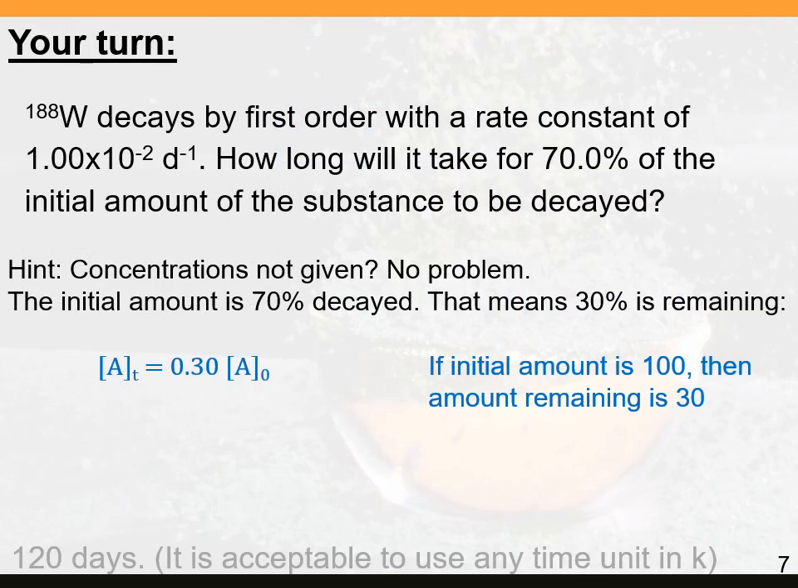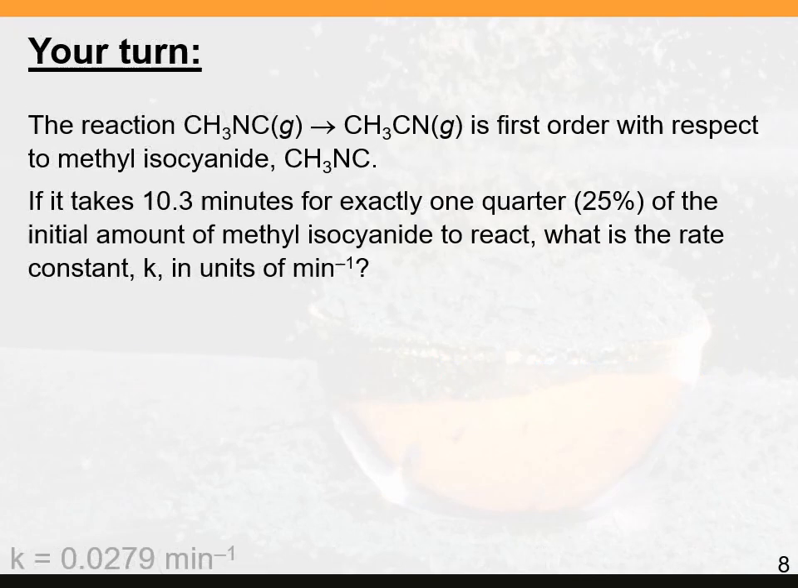Now in this question, you are going to apply the first order integrated rate law to the radioactive decay of the tungsten-188 isotope. Here's another application of the integrated rate law. By measuring concentration at certain times in the reaction, you can apply the integrated rate law to solve for the rate constant.